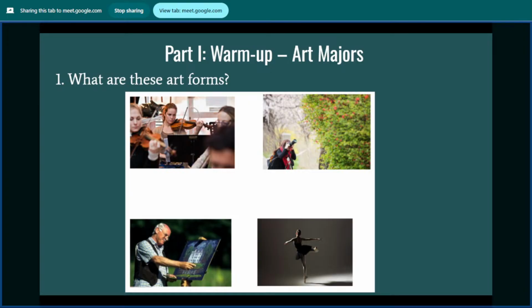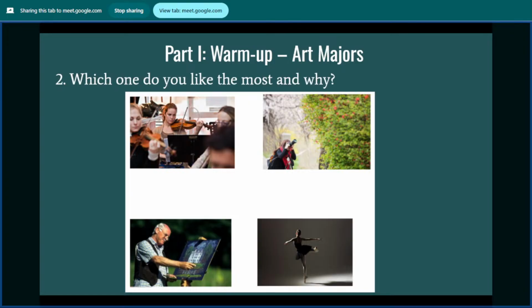Arti, what are your answers? It's the same. First one is a violin class, second is photography, third is painting, and fourth is again some kind of dance. I don't remember what type of dance it is. It's called ballet. Okay, the dance form in particular is called ballet over here. Very good.